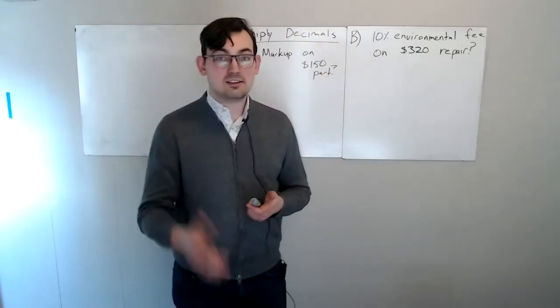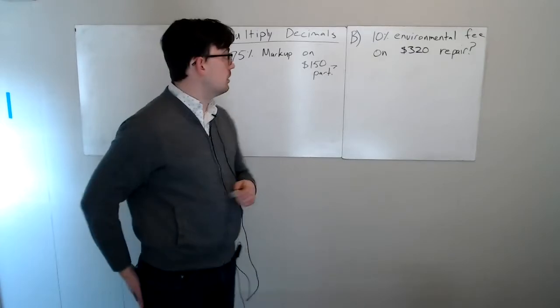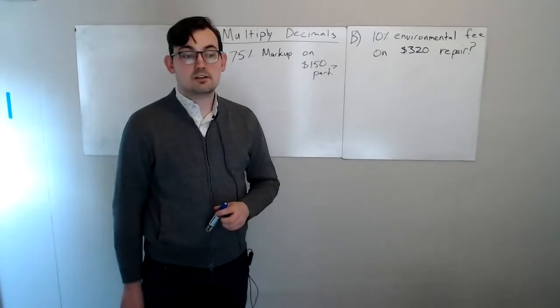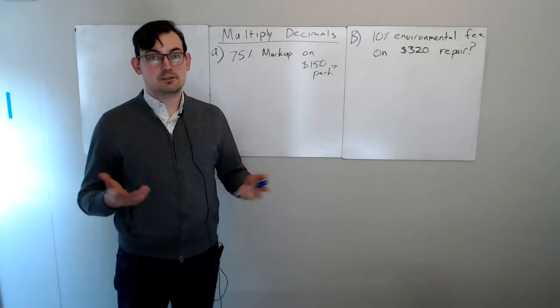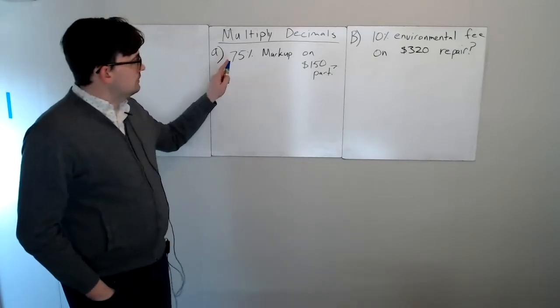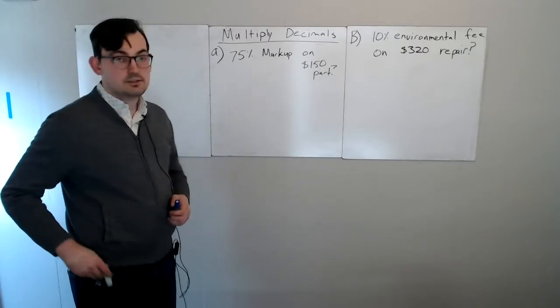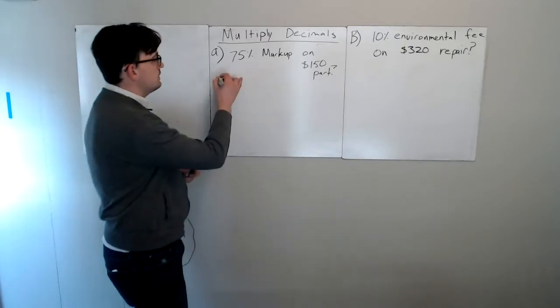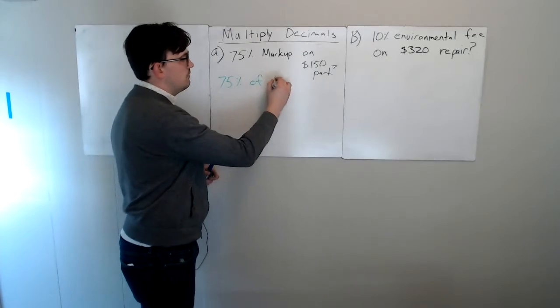So how do you calculate this markup? We're going to start with a small markup, 75% markup on a $150 part. So the $150 is the cost for you as a shop owner. You're now a shop owner. Congratulations, you made it. So if we have a 75% markup, how do we find it? We're asking, what is 75% of 150?